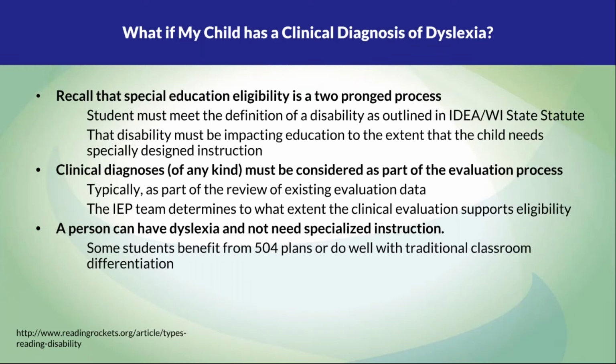The other thing that's important to know is that a person can have dyslexia and not need specialized instruction. Some students benefit from accommodations or just a light touch of related services, which we would talk about in a 504 plan. Some students do perfectly fine with what we call traditional classroom differentiation.